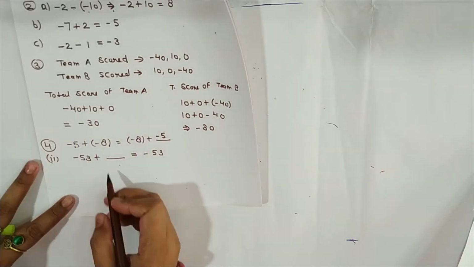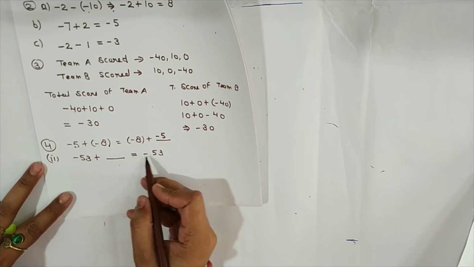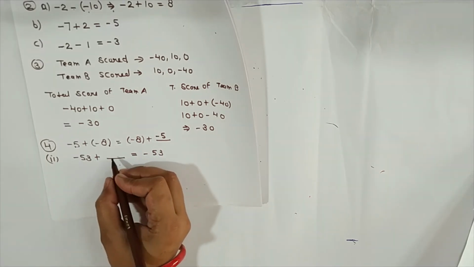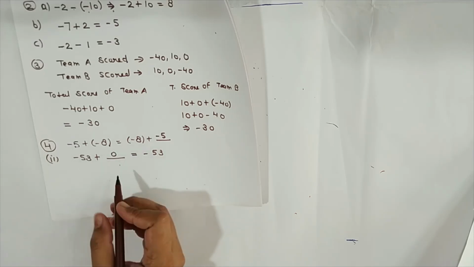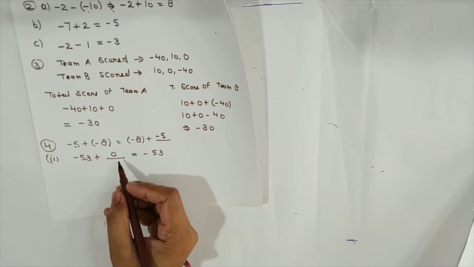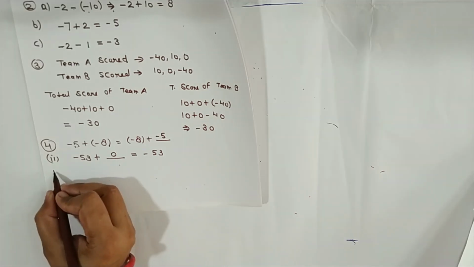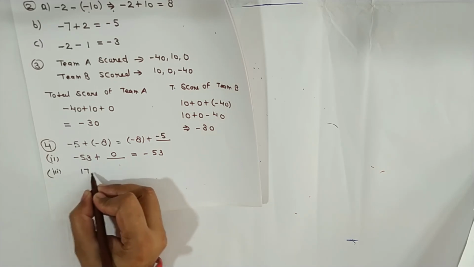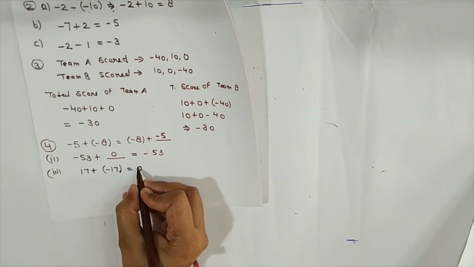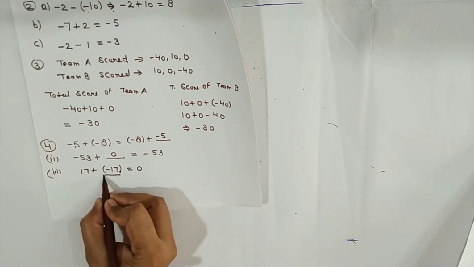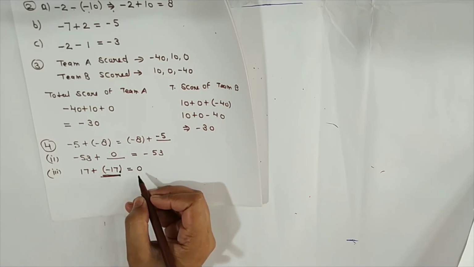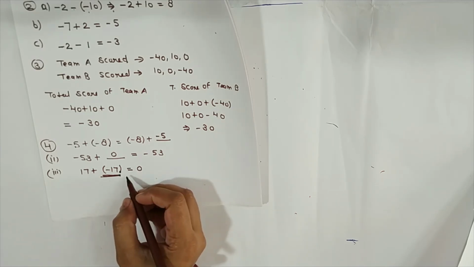So here what should be added? So the answer will be -53. That is the same number. So I have to add 0. Which property says this? Yes, additive identity. Okay. Next is 17 plus -17 is equal to 0. So -17 we have to add, so the sum will be 0. Which property is this? Additive inverse.